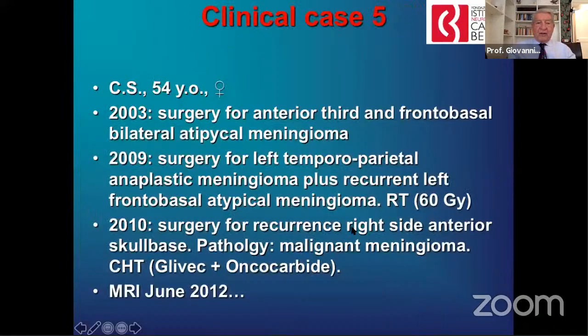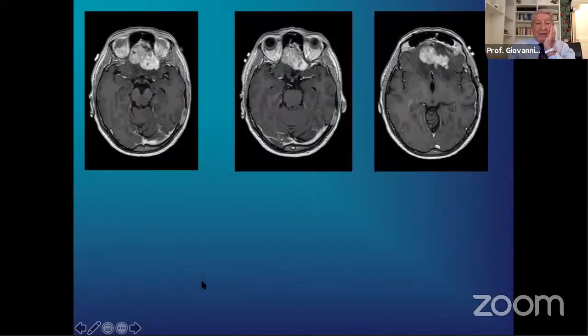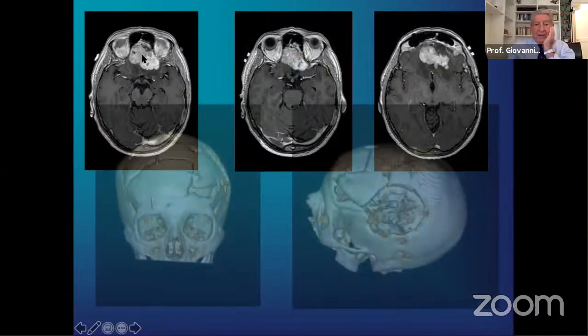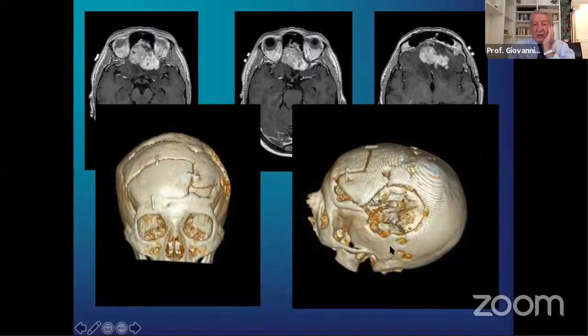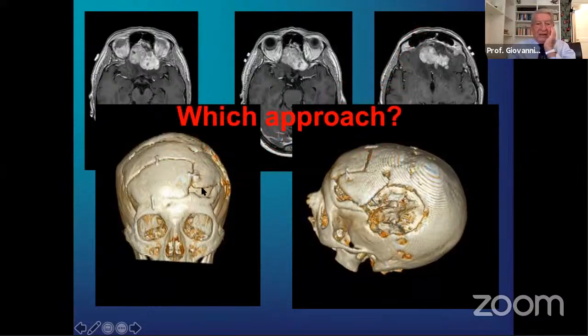Okay, so let's go on. Another case is a typical meningioma, and that has had 1, 2, 3 surgeries, and again another situation. That is the recurrent meningioma. This is all the craniotomies that she underwent during the last 10 years. So what to do? Reopen the frontal one.